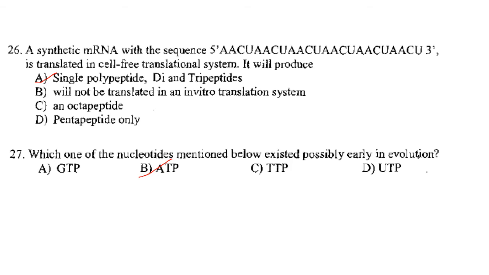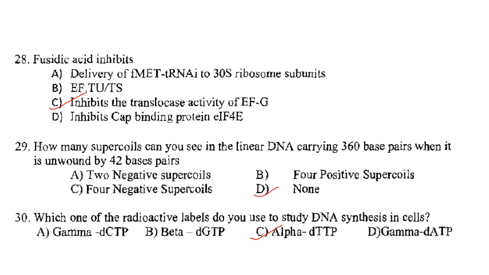Which one of the nucleotides mentioned below existed possibly early in the evolution? So it will be ATP that might have existed possibly early in the evolution. Then next one. Fusidic acid inhibits protein synthesis by binding to EFG-GDP, which results in the inhibition of both peptide translocation and ribosome disassembly. So the answer here is inhibits translocase activity of EFG. Answer is option C.